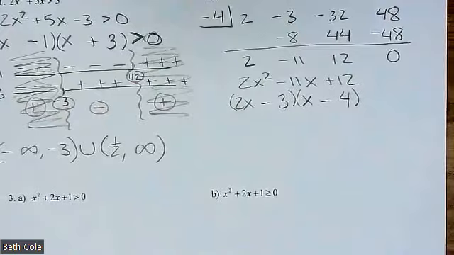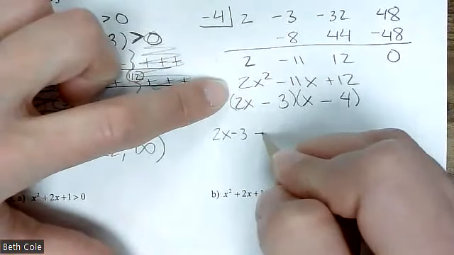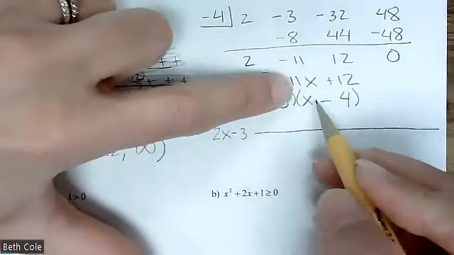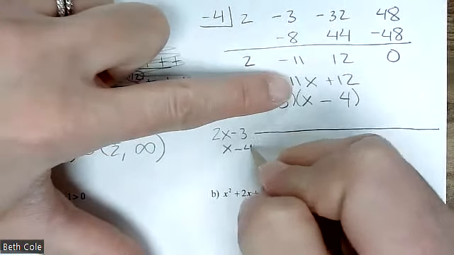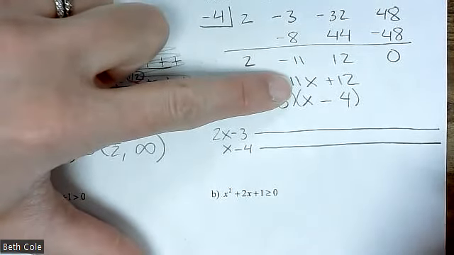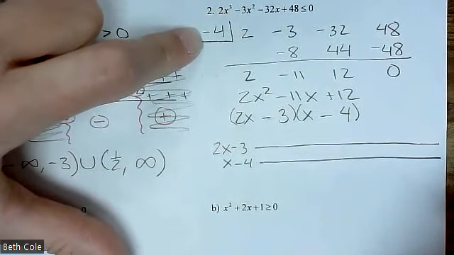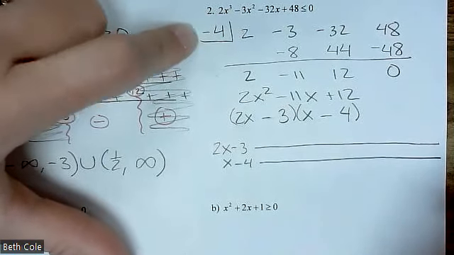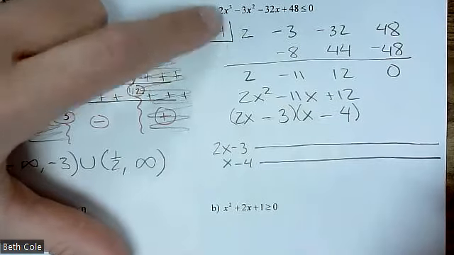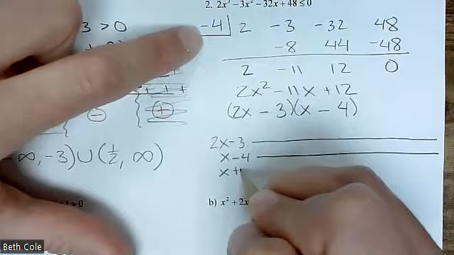So now we're going to make our number lines. You're going to get a number line for 2x minus 3. You're going to get a number line for x minus 4. I know, I'm sorry, I wrote a little bit too big. I was leading the party and I wrote a little bit too big. Now for -4, your factor would be x plus 4. Good.